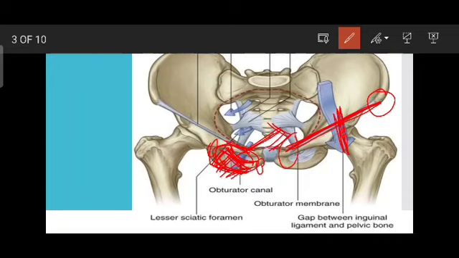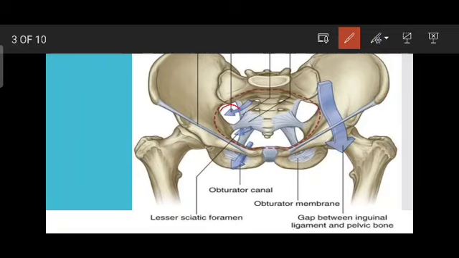On the inferior surface of the superior ramus we have one groove called the obturator groove, through which the obturator artery, vein, and nerve come out of the abdomen and enter into the lower limb, that is the medial compartment of the lower limb or thigh.